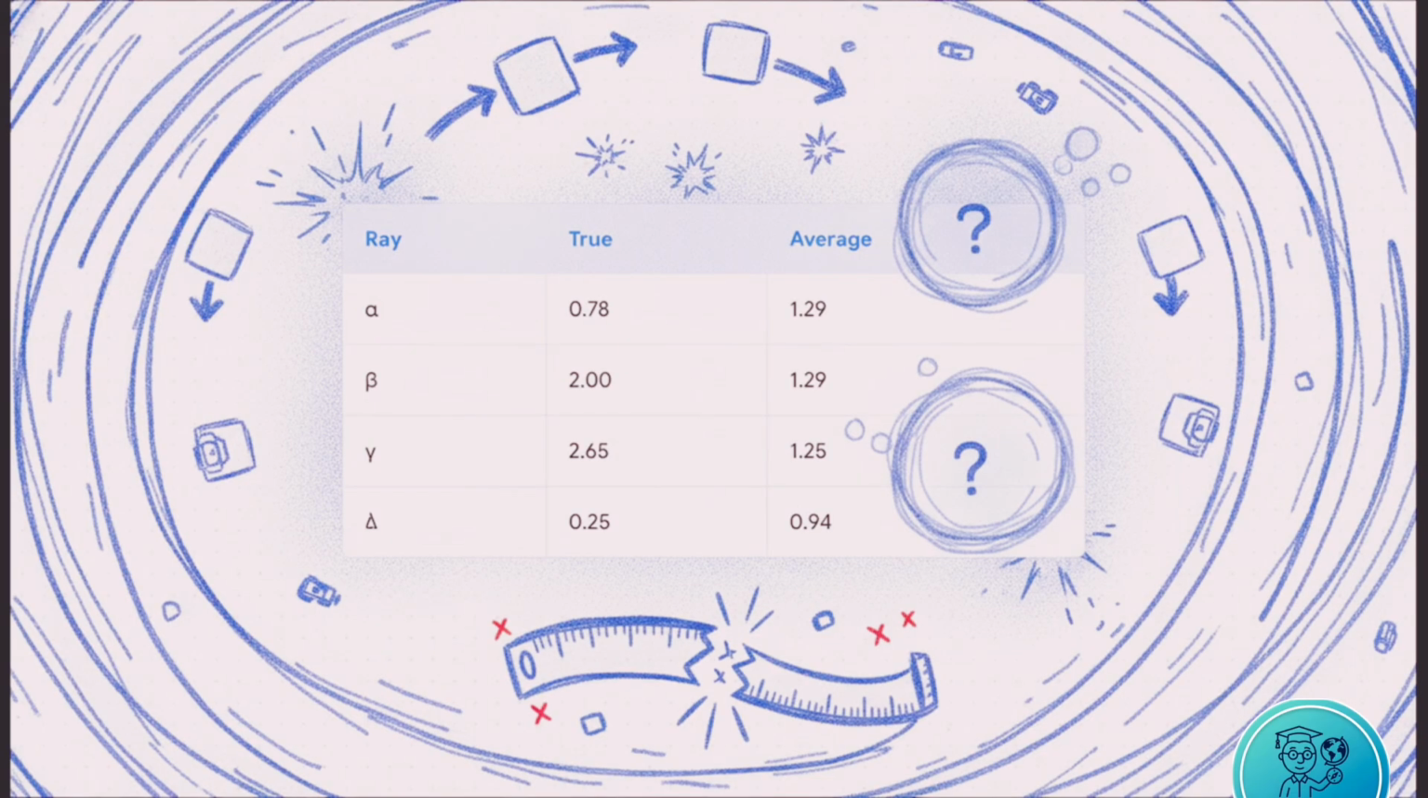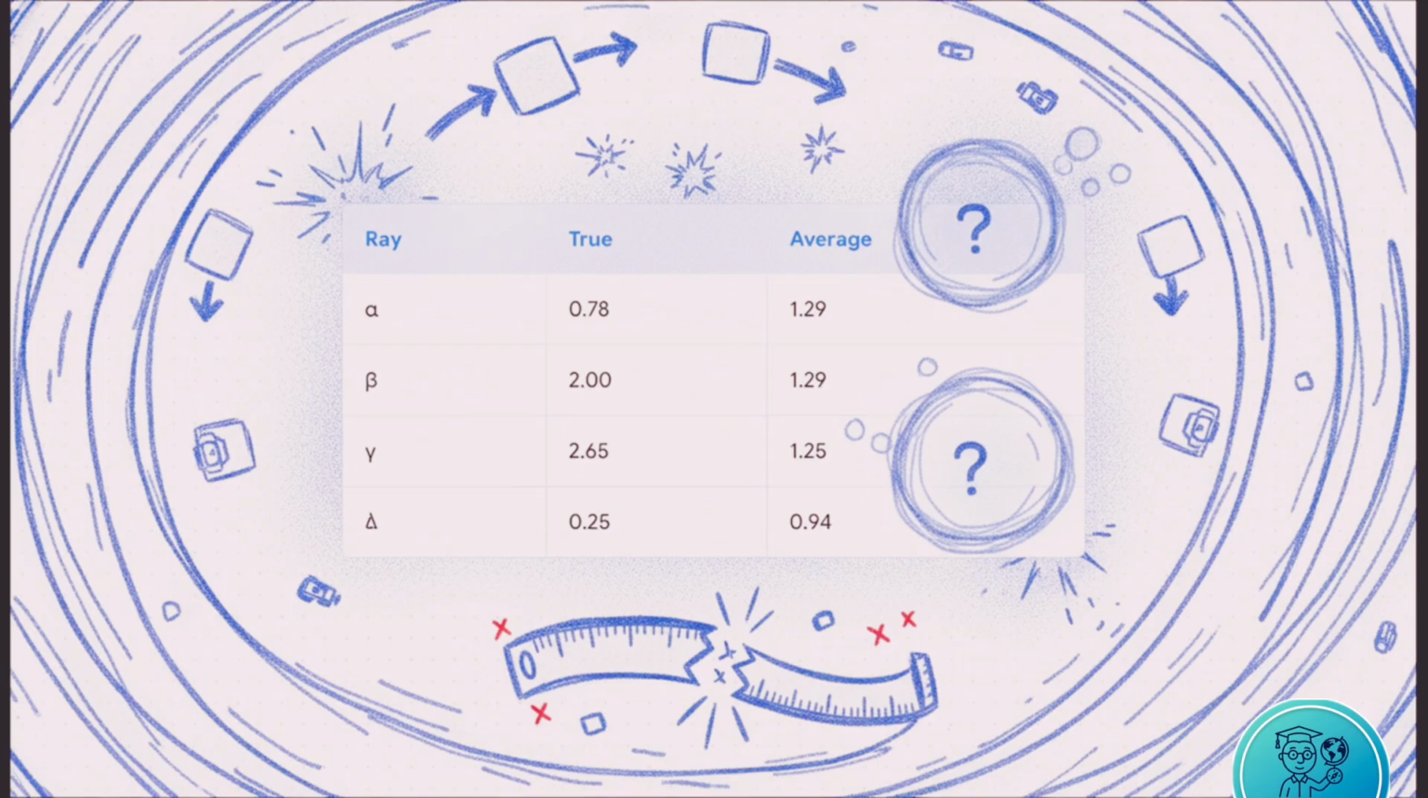Let's look at the actual numbers here to see just how disastrous this is for anyone trying to simulate a star. If you calculate the true intensity for ray alpha passing through those specific blocks, you get 0.78. But for ray beta traveling the opposite way, the true intensity is 2.00. Now look at that average column right in the middle. This should be ringing massive alarm bells. If we had just taken a flat, simple average of the physics in those 4 blocks just to save some computing time, both rays would spit out an intensity of 1.29.